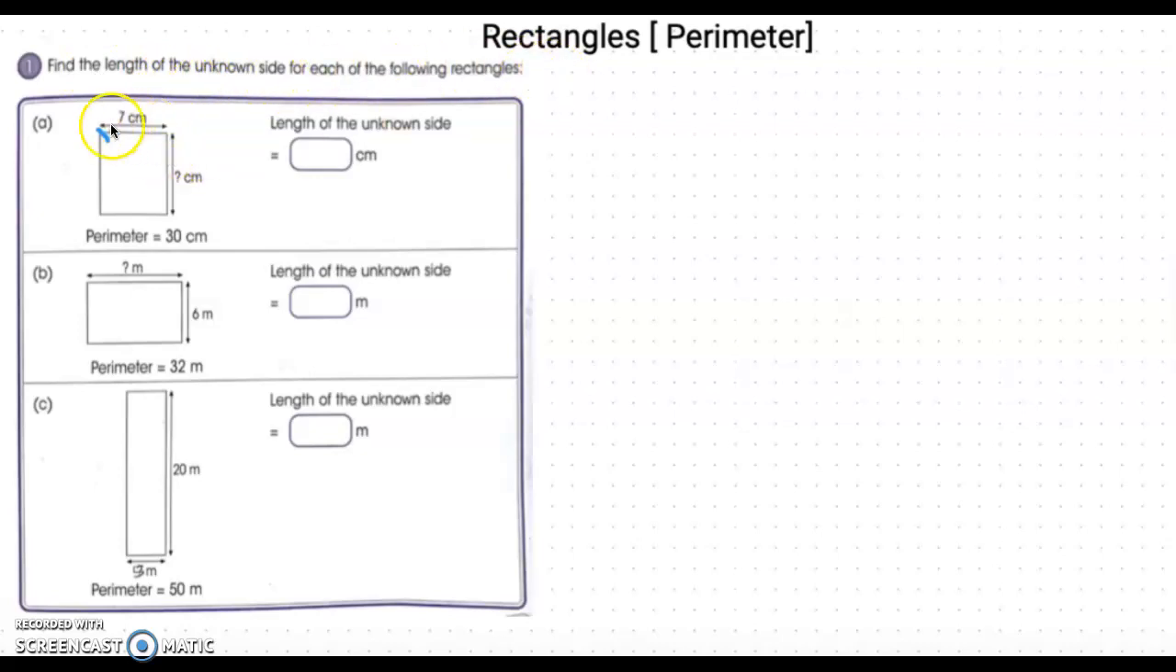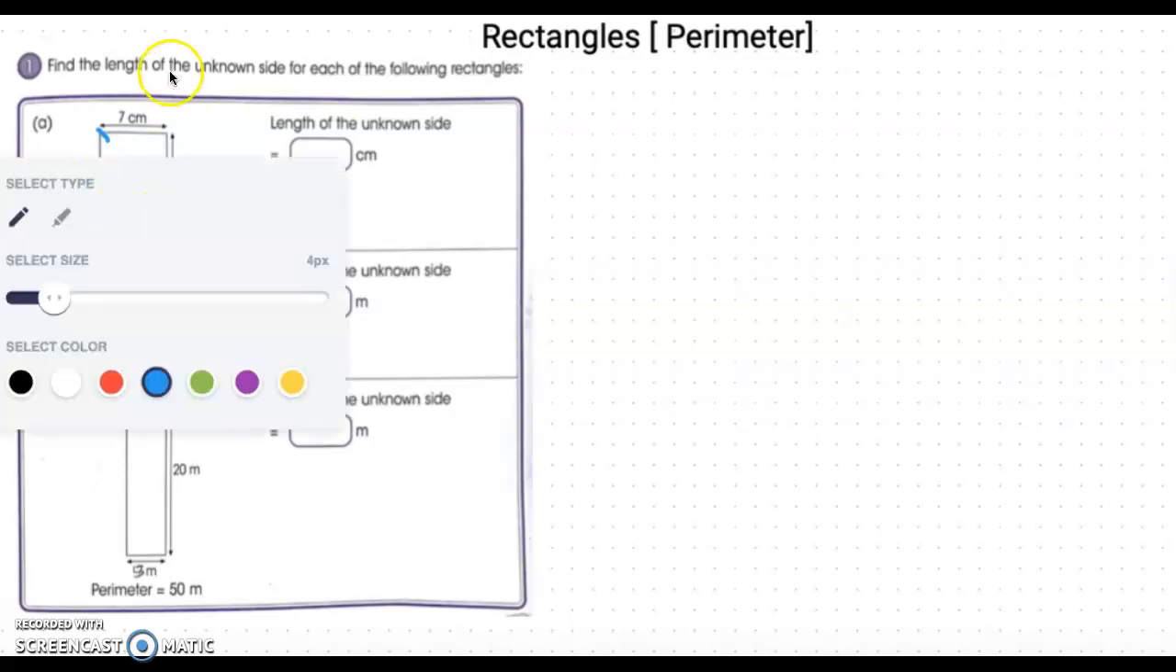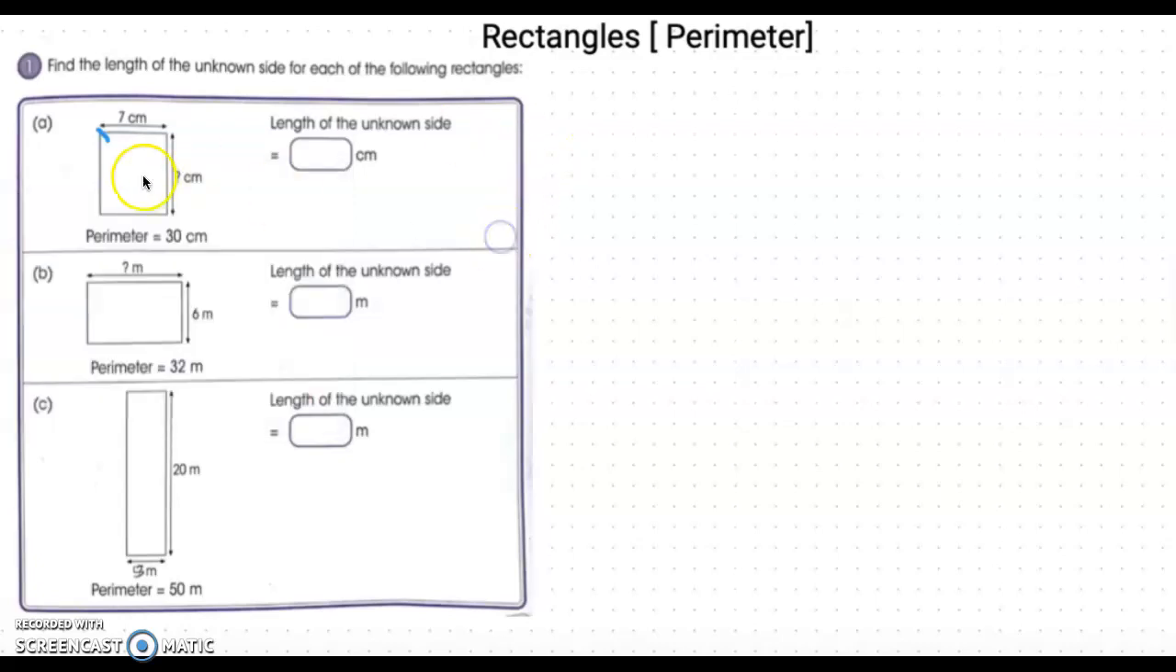So we know this is a rectangle, and both the sides will be length and breadth. Opposite sides are equal. If this is 7, the opposite side will also be 7, and then this one we don't know, as the opposite side we don't know.